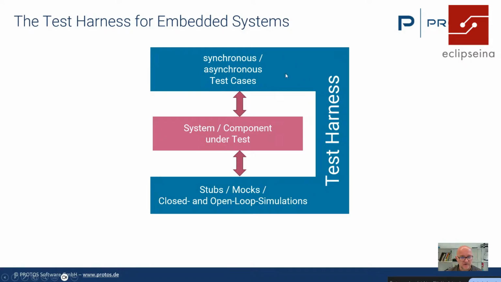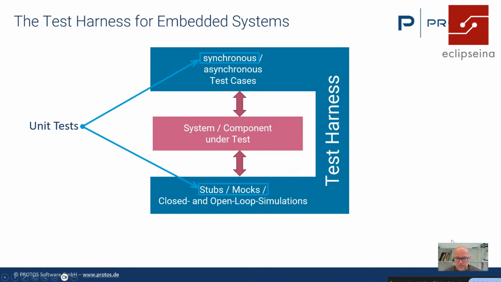Now, you can have unit tests, for example. Unit tests are synchronous, so the test cases are synchronous. You call a function and you wait for the return value. And that's a synchronous test. And at the other end, you need to stub and mock functionality that's called from your system under test, from your component under test, or from your software unit. So that's all synchronous. That's relatively easy to do. Most unit test frameworks have some mechanism for stubbing and mocking.